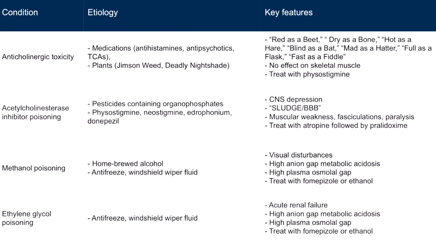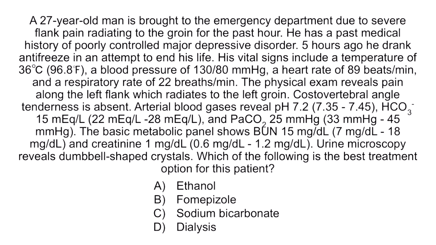Again, here's the table summarizing methanol and ethylene glycol poisoning. Pause the video and take a moment to consider this table once more. Let's discuss why other options are incorrect. Option A is incorrect because although ethanol can also inhibit alcohol dehydrogenase and decrease the toxic effects of ethylene glycol, it is only used if fomepizole is unavailable.